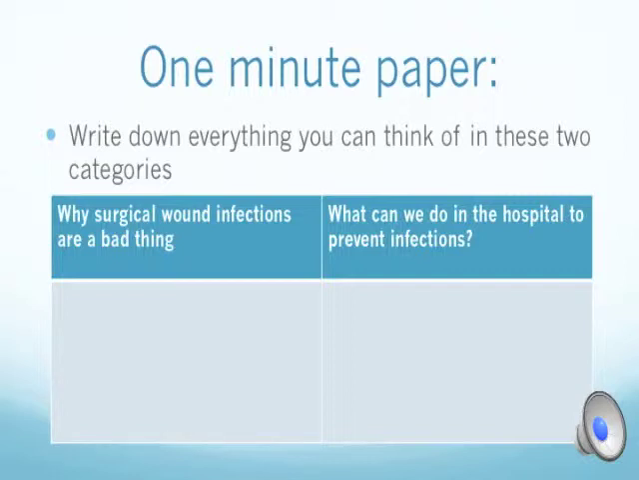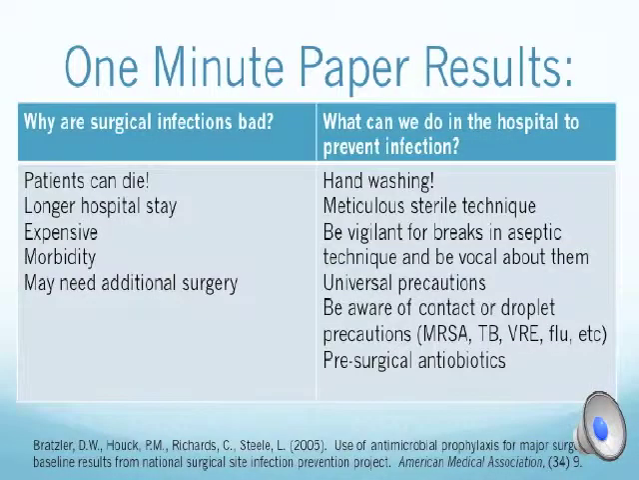In the 1-minute paper, I'd like you to write down everything you can think of in the following 2 categories: why surgical wound infections are a bad thing, and what we can do in the hospital to prevent them. So right now, take just 60 seconds and write down everything you can think of. Good work on that, class.